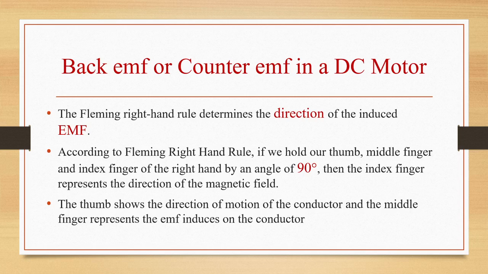Now the armature is cutting the flux and producing the EMF. That is generating action. So EMF which is generated because of generating action inside the DC motor is called as back EMF or counter EMF. So in a DC motor, after motoring action, there exists a generating action.